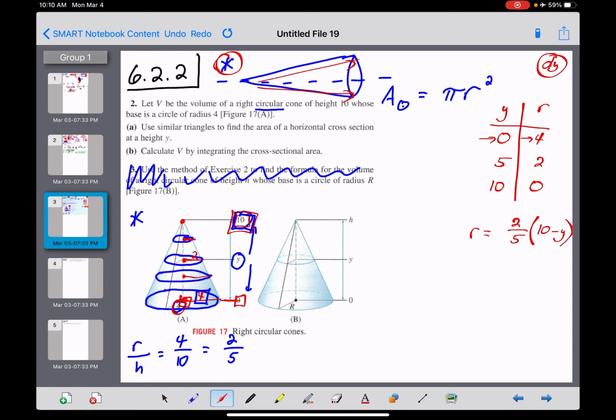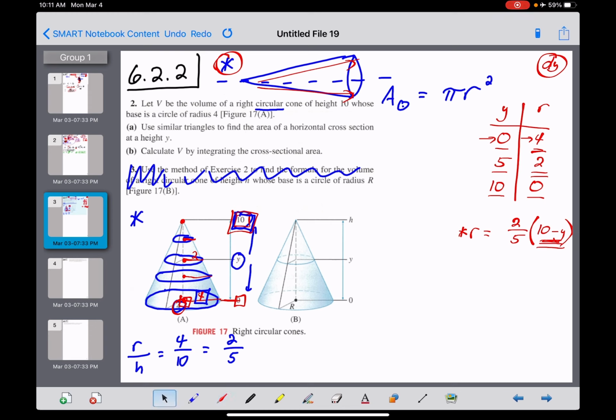Let's test it. When y is 0, do we get a radius of 4? Well, 10 minus 0 is 10, and 2/5 of 10 is 4. Check. When y is 5, we should get 2. 10 minus 5 is 5, and 2/5 of 5 is 2. So that one works. And when y is 10, we should get 0. Well, yeah, 10 minus 10 is 0 times 2/5. There you go.